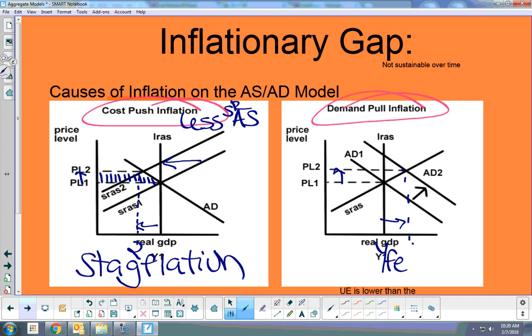This is long-run equilibrium, and think about our two assumptions that we just wrote down. We have stable inflation and full employment. That FE stands for full employment.